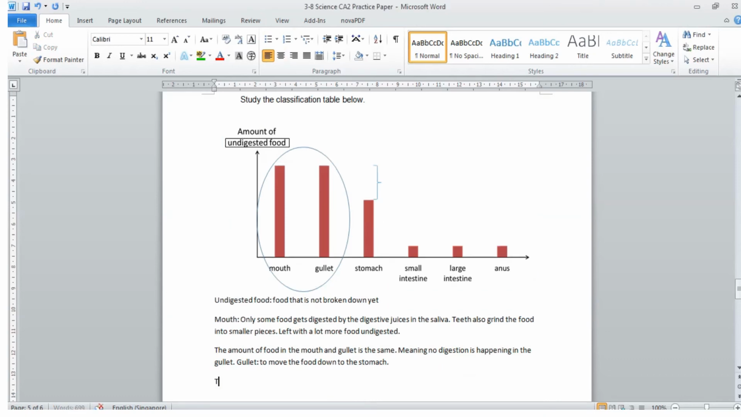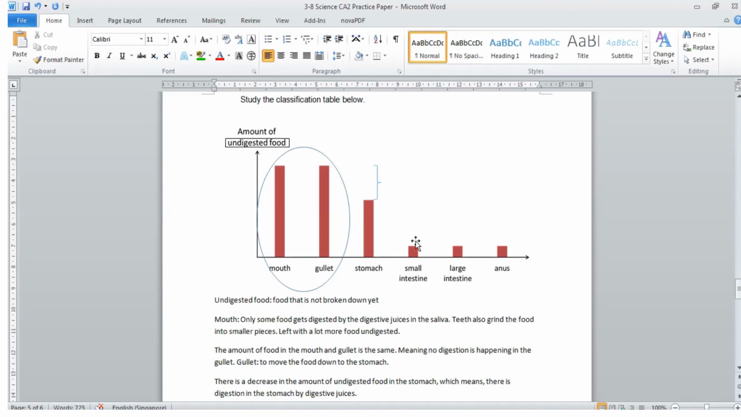Understand? So we say that there is a decrease in the amount of undigested food in the stomach, which means there is digestion in the stomach by digestive juices. We know that there is digestion happening in the stomach by some of the digestive juices. Sorry. Are we all okay?